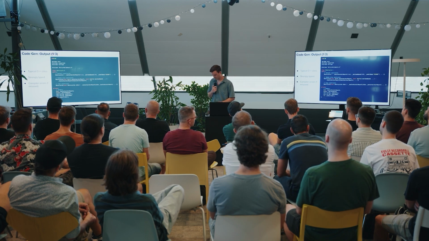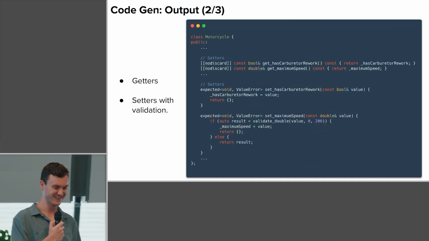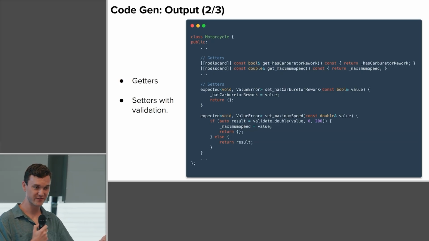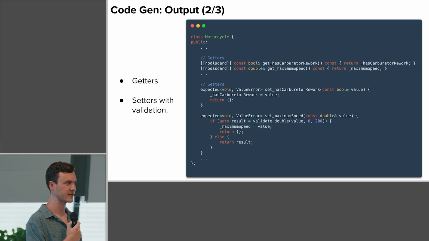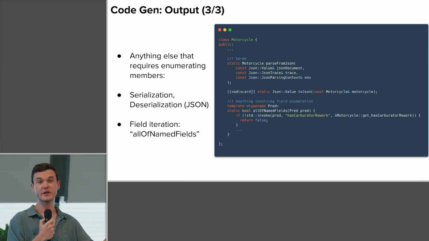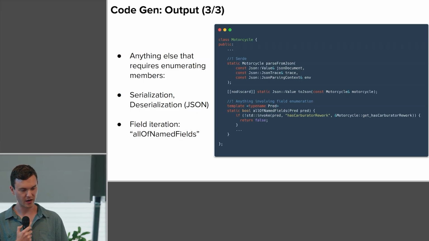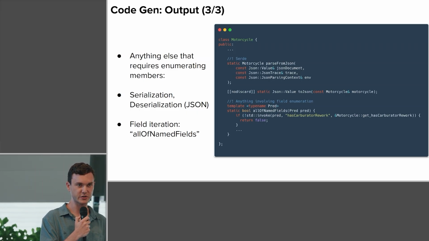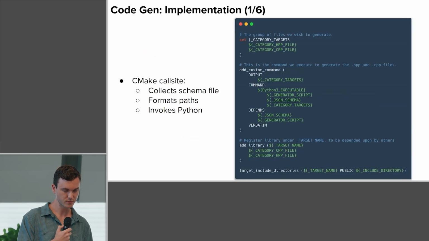And there is some complexity in this system that I'm hand-waving away. So we have getters, we have setters with validation. I showed in the previous slide that we have a constructor and equality and things like that. And then we can do anything else that requires just enumerating all of our members one at a time. So we have our toJSON and fromJSON. We have this kind of fancy all-of-named-fields thing, which acts find-like in that I can look for the field by a given name and exit when I've found it.